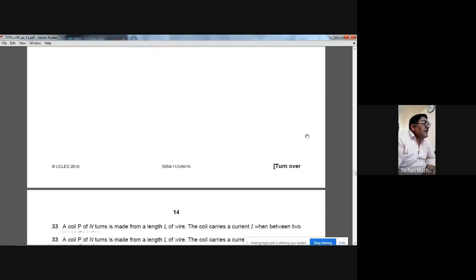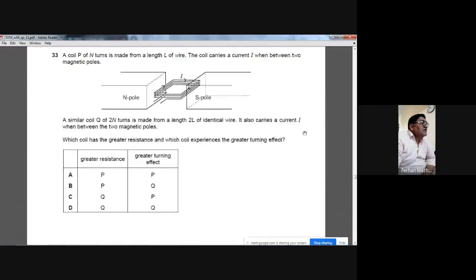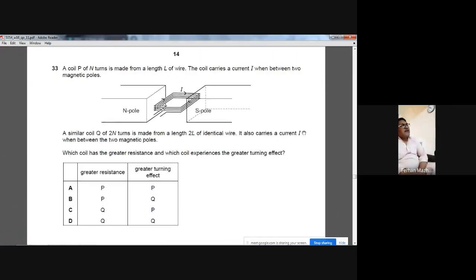And then we have another, 33. A coil P of N turns is made from a length L of wire. The coil carries a current I when between two magnetic poles. A similar coil Q of 2N turns is made from a length of 2L of the identical wire. It also carries a current I when between the two magnetic poles. Which coil has the greater resistance and which coil experiences the greater turning effect?